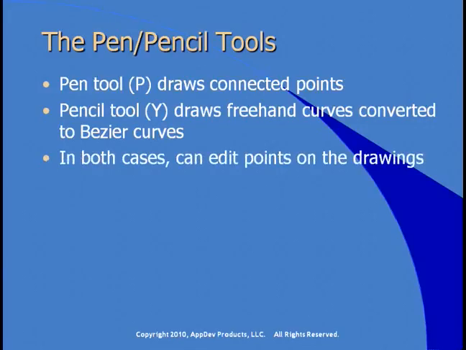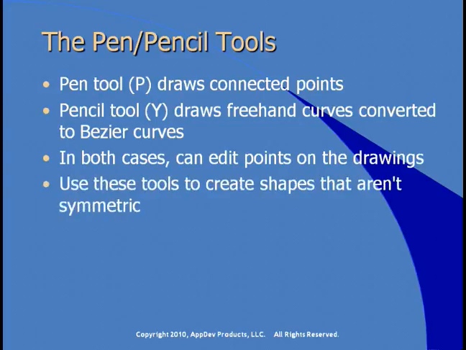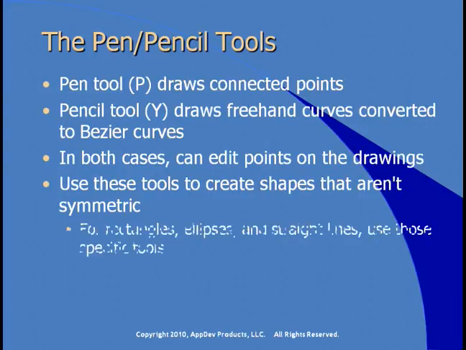In both these cases, you can always go back and edit points on the drawings to change the shapes that you've created. You can use these tools to create shapes that aren't symmetric. For rectangles, ellipses, and straight lines, of course, use those tools. But let's stop now and look at the pen and pencil tools and the direct select and selection tools.